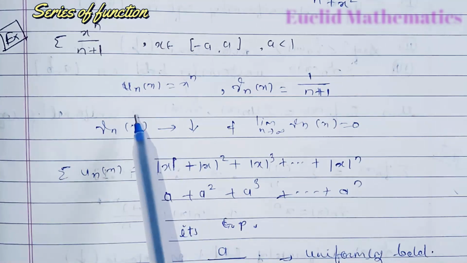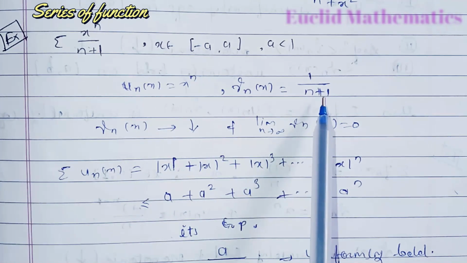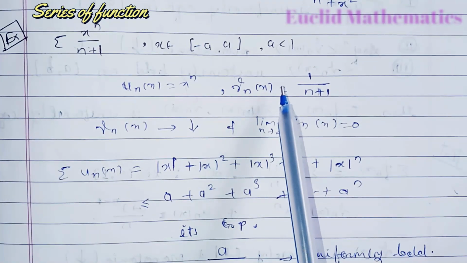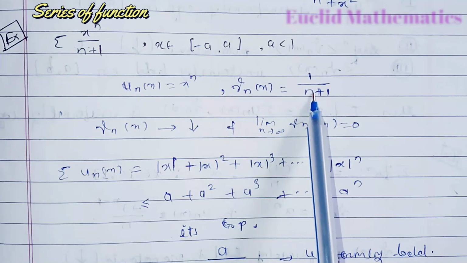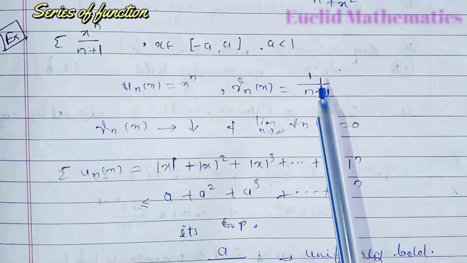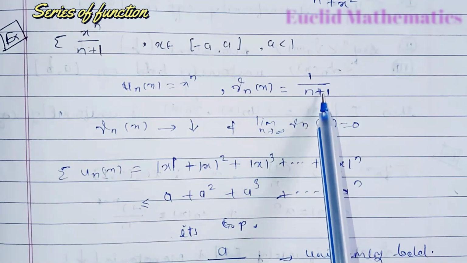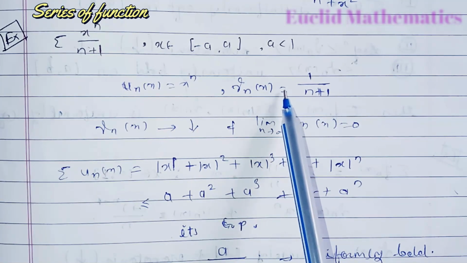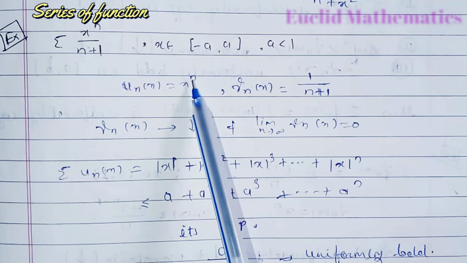So I consider u_n(x) as x raised to n and v_n(x) as 1 upon n plus 1. When we apply the limit n tends to infinity to v_n(x), we get 1 upon n plus 1, which means 1 upon infinity plus 1, which is 0. That means we can see that v_n(x) is monotonically decreasing and uniformly convergent to 0. So it goes to 0, and v_n(x) satisfies the first property.